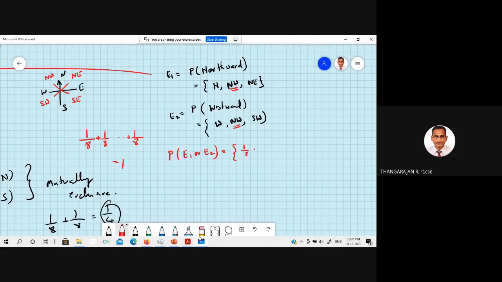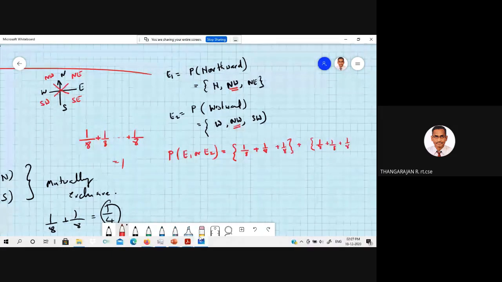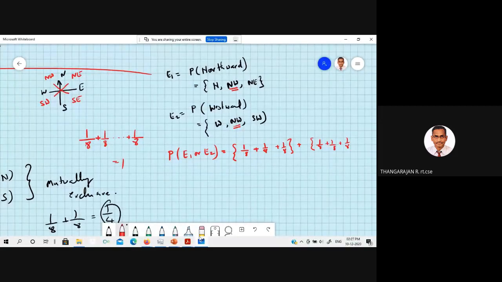1 by 8 plus again 1 by 8 plus 1 by 8 for all these three. Then again you have to add for this 1 by 8 plus 1 by 8 plus 1 by 8. But what is happening? This northward is happening 2 times, so you are repeating 1 by 8 2 times. So what you have to do is subtract 1 by 8, because you are accounting for northwest 2 times. Therefore you have to subtract 1 by 8.